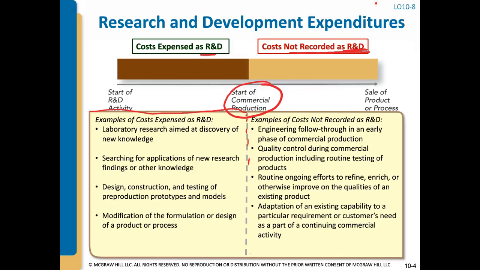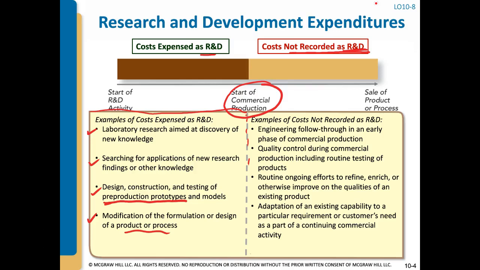They still might be expensed, but they won't be expensed as R&D. So let's go through examples of costs expensed as R&D. Any lab research aimed at discovery of new knowledge. Again, this is before the start of any sort of commercial production. Searching for applications of new research. Any design, construction, and testing of pre-production prototypes. So notice it says pre-production. Any modification or formulation or design of a product or process.